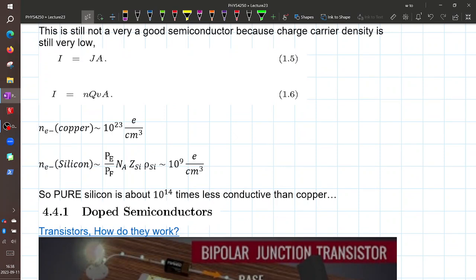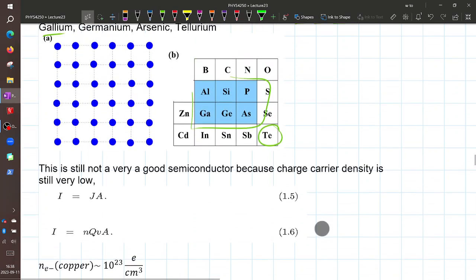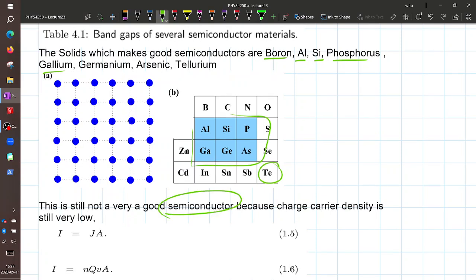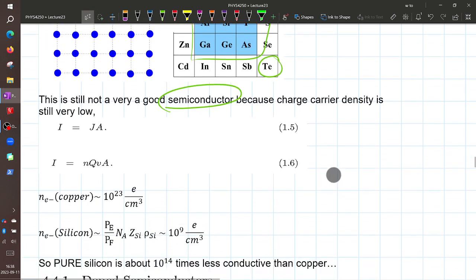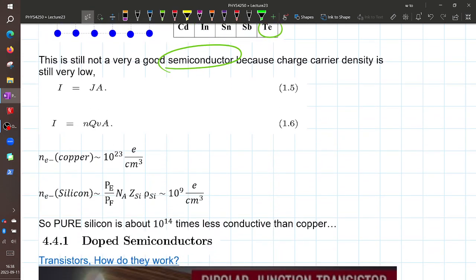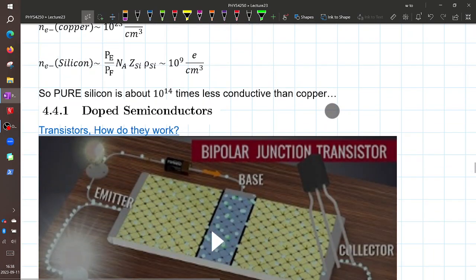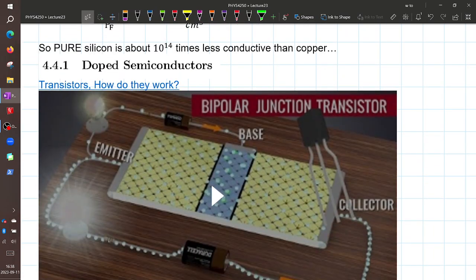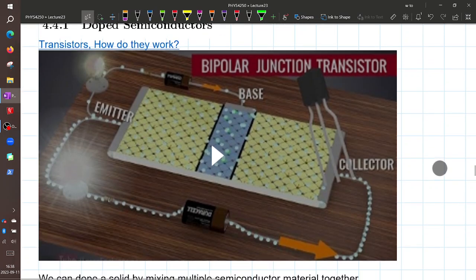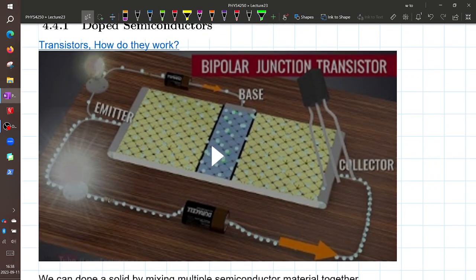But this is not very useful. Having a bad conductor is not actually useful. You don't want to plug this in your phone. The reason you want to start with a bad conductor is because you want to control its conductivity. And this is where doping semiconductors is useful. This is where this video explains things a lot better than I do, so I'll make sure the volume is high enough for you to hear it.